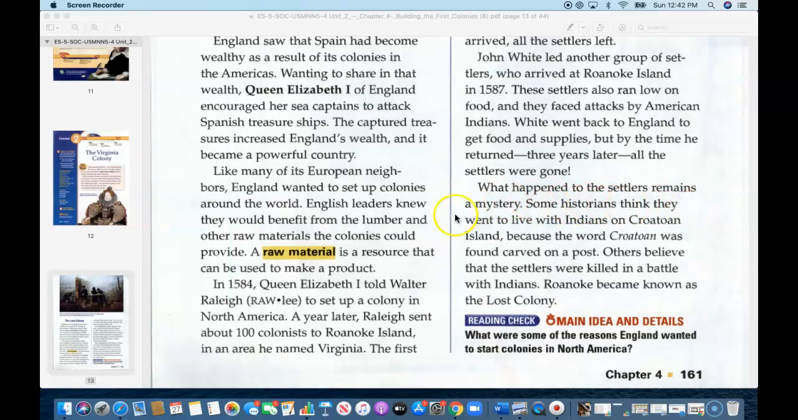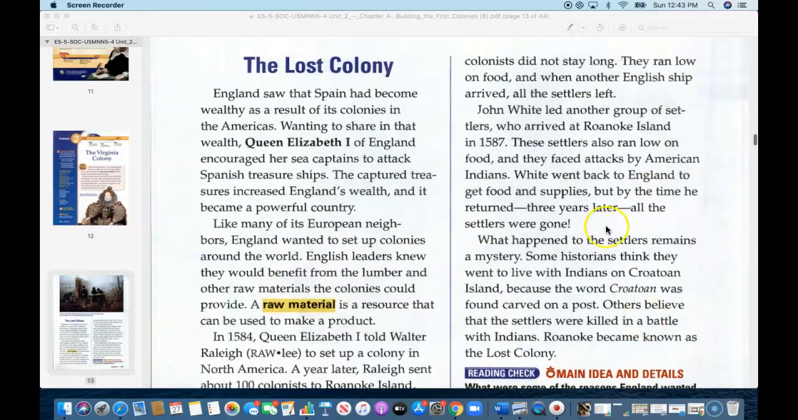Some historians think they went to live with the Indians on Croatoan Island because the word Croatoan was found carved on a post. Others believe that the settlers were killed in a battle with Indians. Who knows? Roanoke became known as the Lost Colony. So what were some of the reasons England wanted to start colonies in North America? Go back and make sure you have that in your notes.